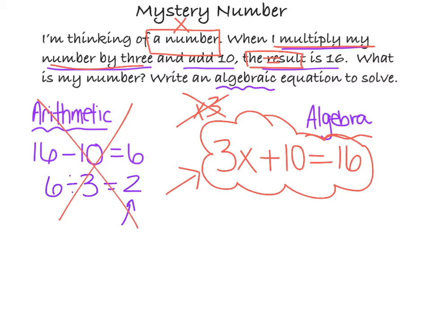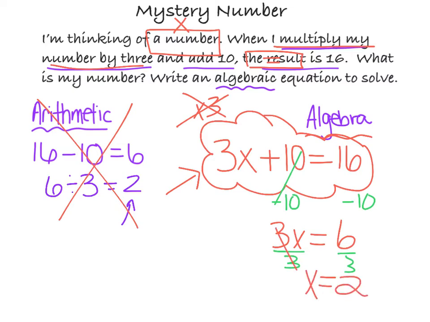The next thing we need to do then is to solve that equation using the strategies we've been working on for quite some time now. We're going to take 10 off both sides, and we'll have 3x equals 6, and then we divide both sides by 3 to get x by itself, and we find out that x equals 2, or our mystery number is 2. Yes, that's the same thing we had over here when we solved it using arithmetic, but we are getting ready for 8th grade math now, and we want to make sure we're using algebra.